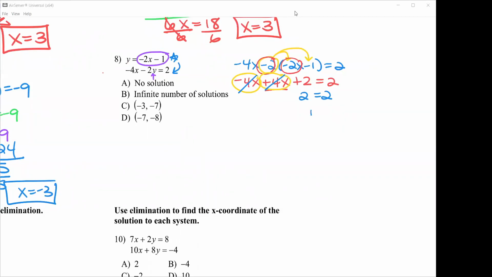2 equals 2 is a true statement, which means infinite solutions. So all solutions that are on each of those lines would work.